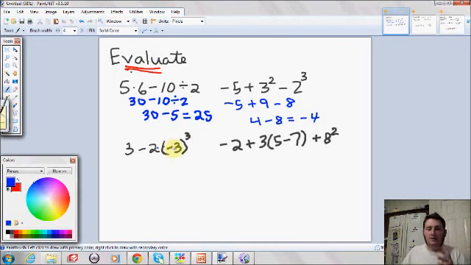A negative times a negative times a negative is still negative. 3 times 3 is 9. 9 times 3 is 27. So now we would need to do the multiplication. You need to do -2.